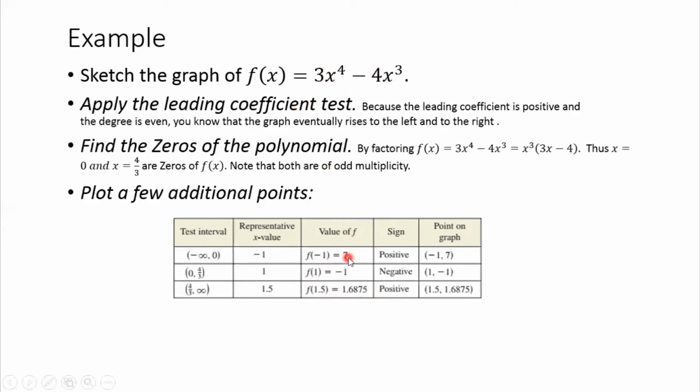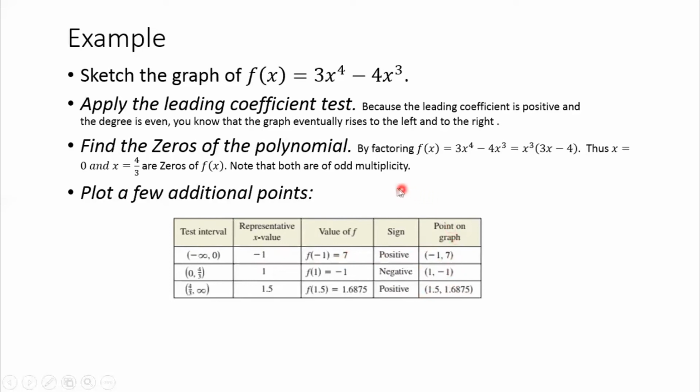Then after that, we identify the sign. So the sign of 7 is positive, and this is negative, and this is also positive. So from the x representatives and also the value of the function f, we have the point on the graph or the ordered pair. So we have negative 1 and 7, 1 and negative 1, and 1.5 and 1.6875.